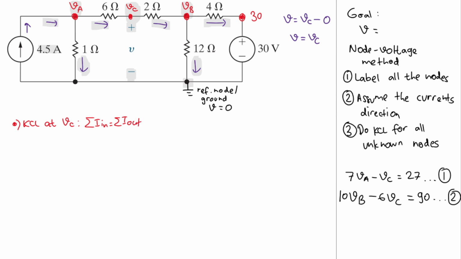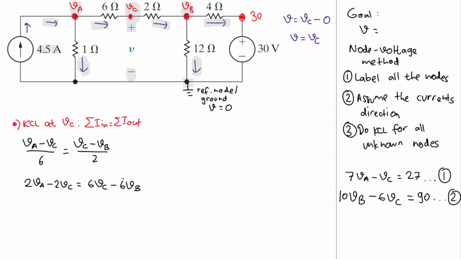The only current that goes in is this one, and that current will be VA minus VC divided by 6. And then that will equal to the current that goes out. I will have VC minus VB divided by 2. We can cross multiply here, so we'll have 2 VA minus 2 VC, and then we will have 6 VC minus 6 VB.